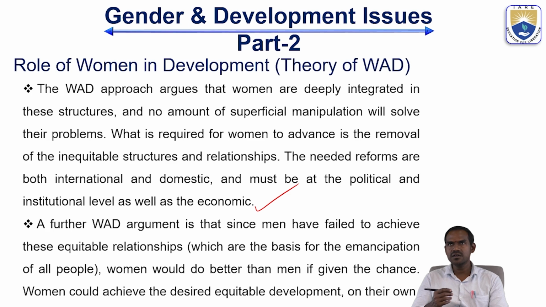It means that if they got emancipation, they would definitely do better than men if given the chance, and women could obviously achieve the desired equitable development on their own. What we have to do is emancipate them, make them free from all the controls and all the unwanted responsibilities. So this is the further argument of WAD. That is how women can play a role in development, as a part of the Women and Development theory.